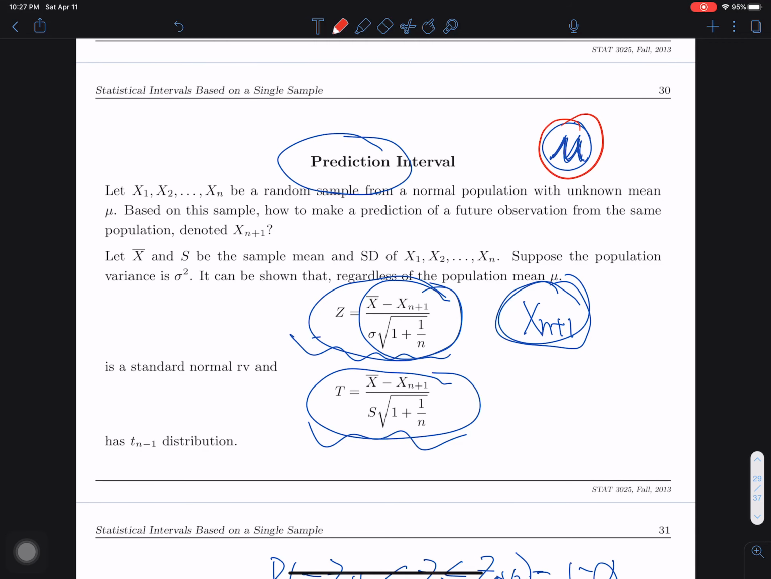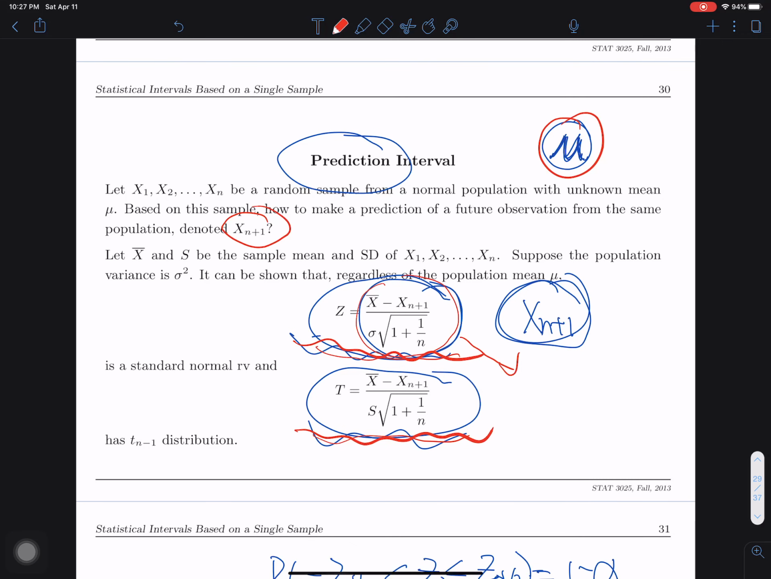Now we talk about prediction interval. Prediction interval is an interval for x_{n+1}, where x_{n+1} is a future observation that we would like to predict. Now this is a fact. Those are two facts you should know, and you don't need to know why they hold, but these are two facts that are already given to you. So this quantity follows a standard normal distribution, while this quantity follows a t distribution with n-1 degrees of freedom.